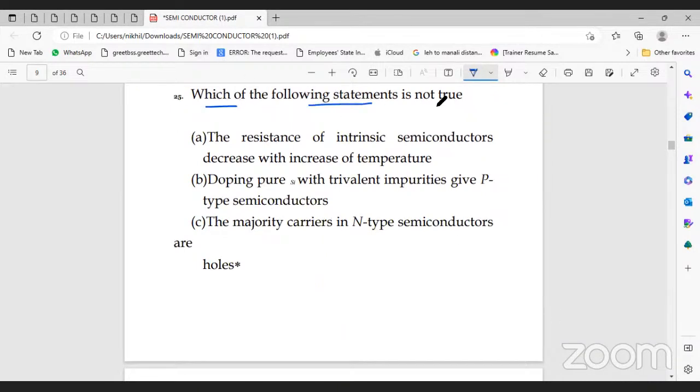Which of the following statements is not true? Resistance of an intrinsic semiconductor decreases with increase in temperature? Correct. Since it is a semiconductor, resistance is inversely proportional to temperature. So as temperature increases, the resistance will decrease.